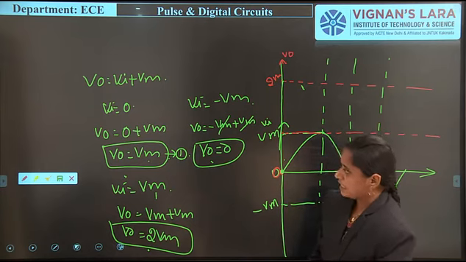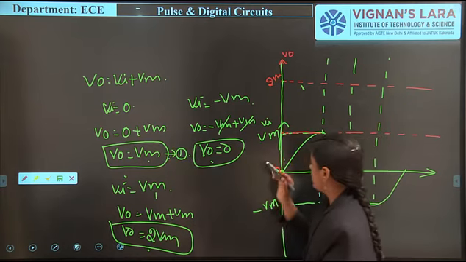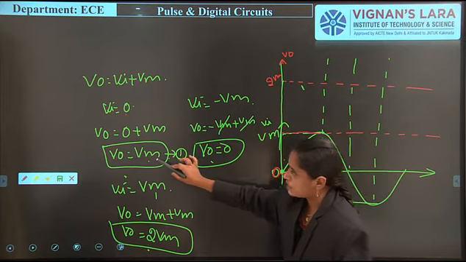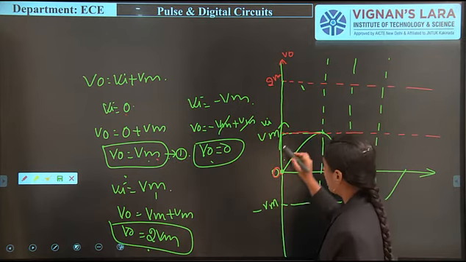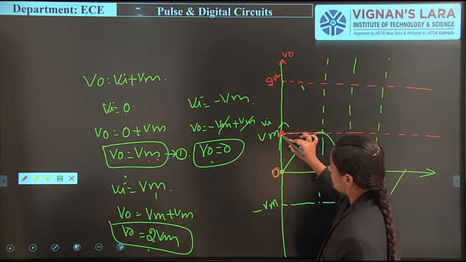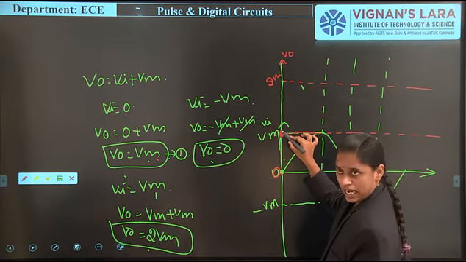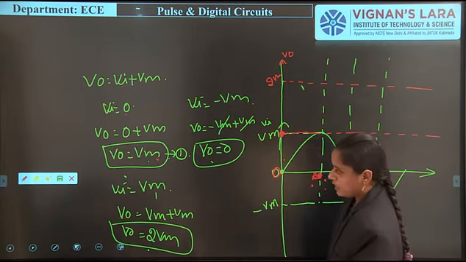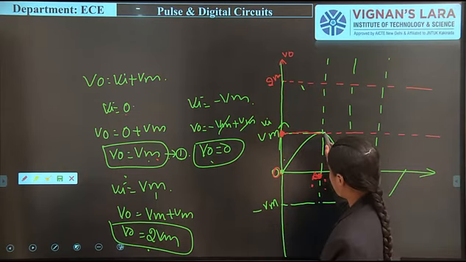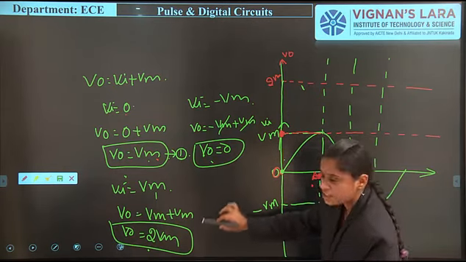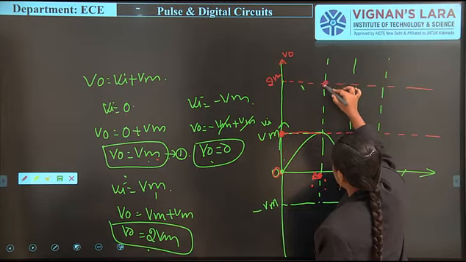So the first condition, that is Vi is equal to 0. What is the output waveform? V0 is equal to Vm. So that is the output waveform, V0 is equal to Vm. It starts here, just indicate with the red color. And the next one is Vi is equal to Vm. What is the output waveform? That is 2 Vm. So this is the next one.